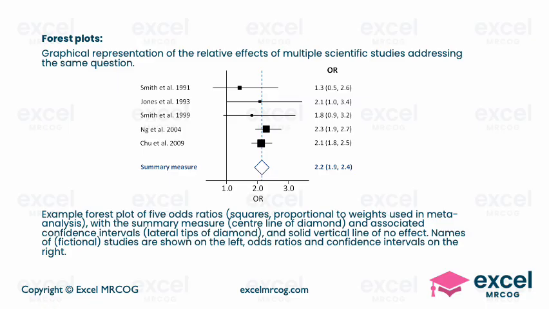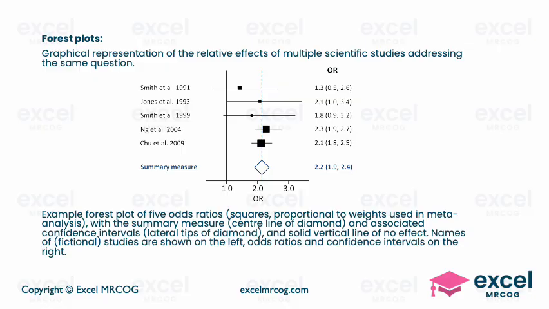Now, next at the bottom of the plot, we see a diamond, right? The diamond represents the summary pooled effect of all the studies being put together. So here it's around 2.2.